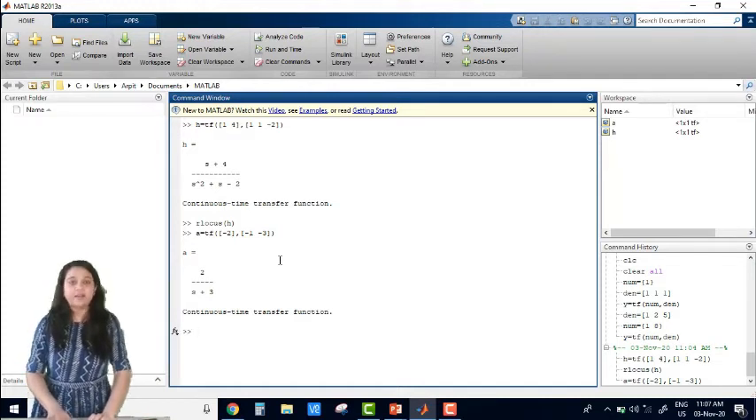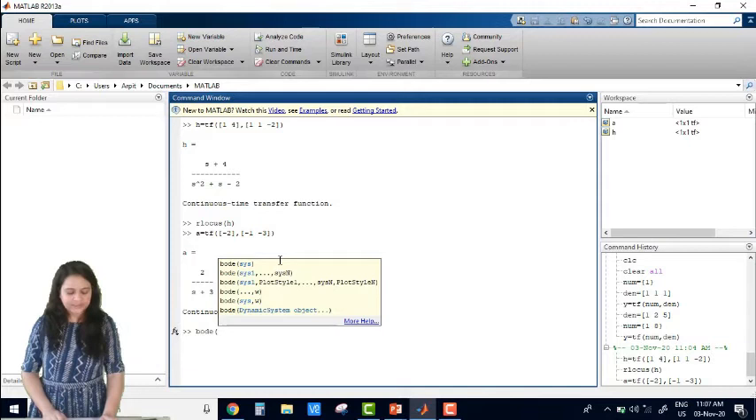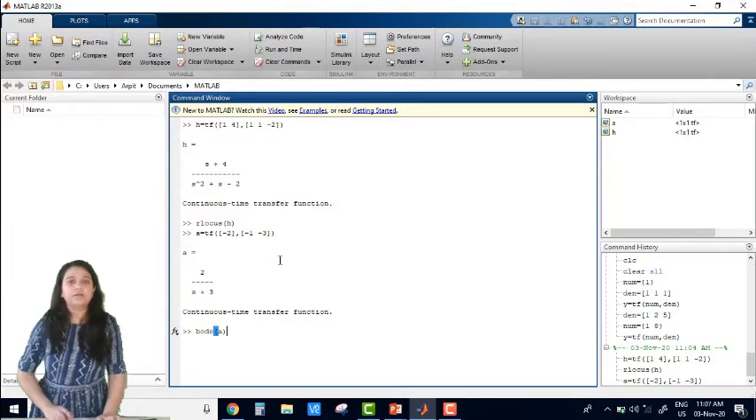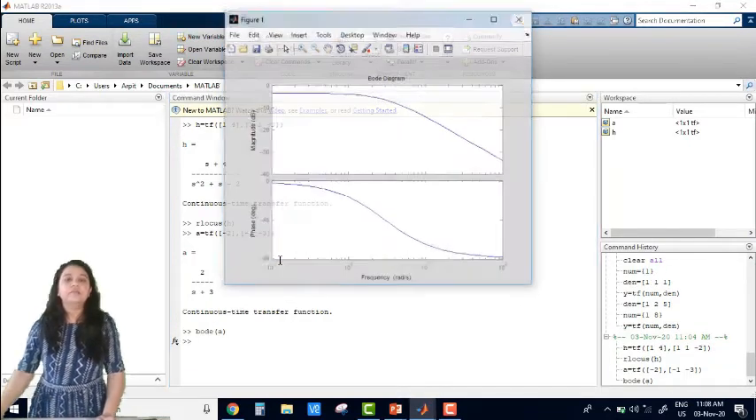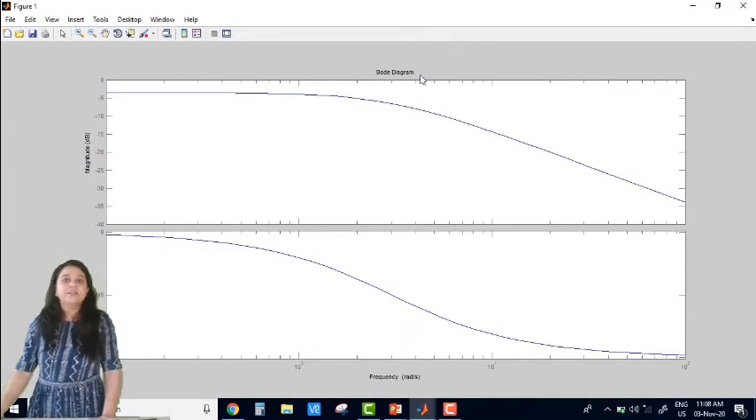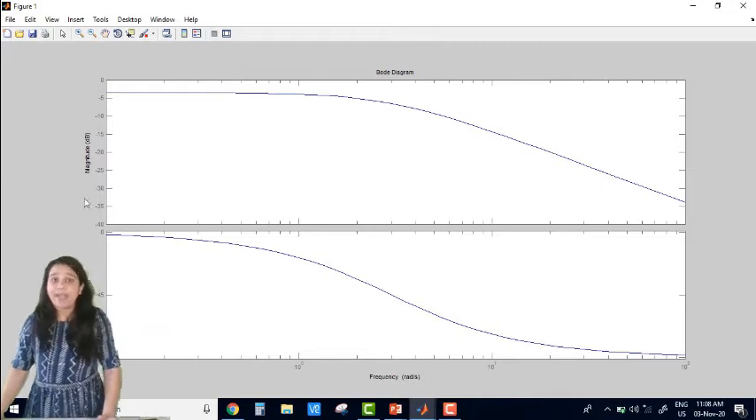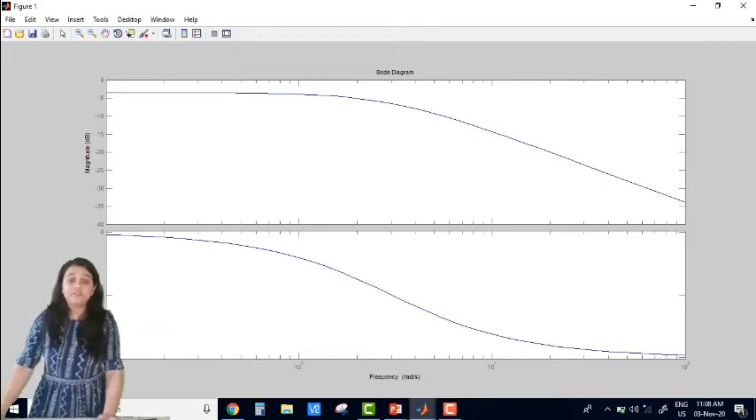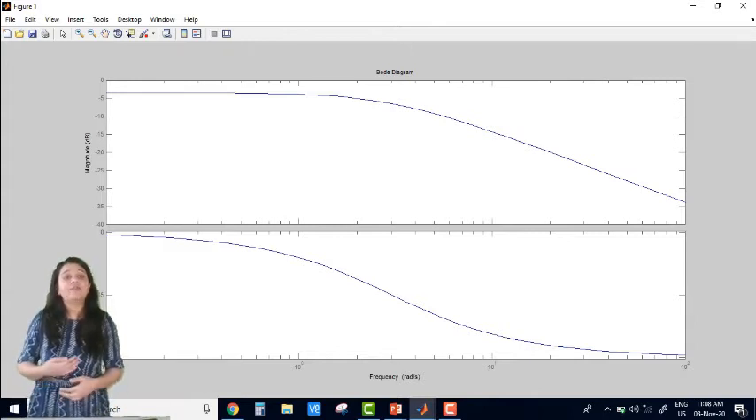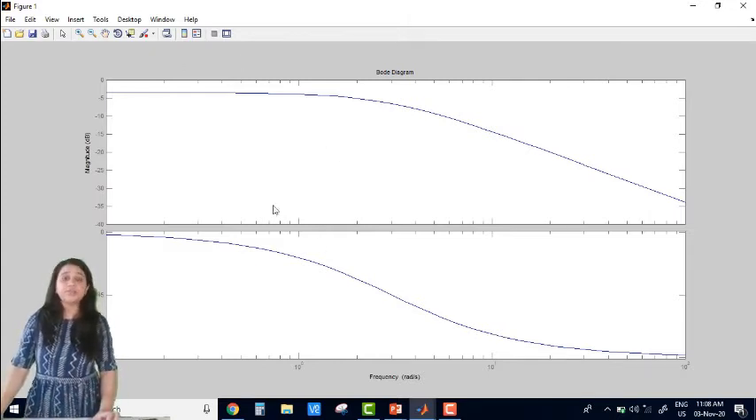So simply we can write the command bode. In the bracket, we put the system A, and here you can see the Bode diagram of this particular transfer function. This is the magnitude plot, and this is the phase plot. In theory, we have to find the magnitude, the different phase angles and the resultant phase, and then draw this Bode diagram.